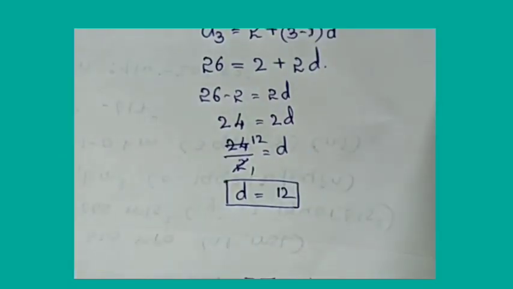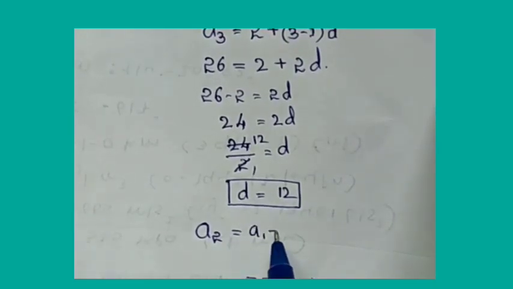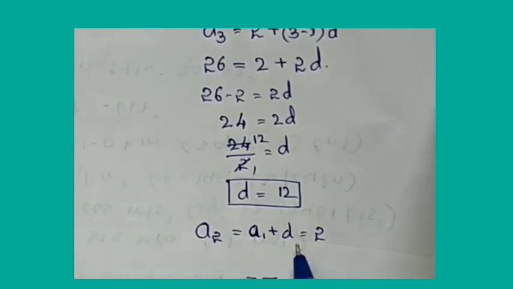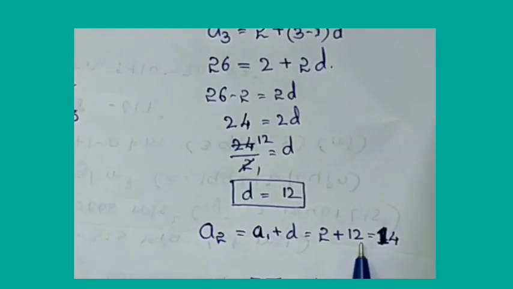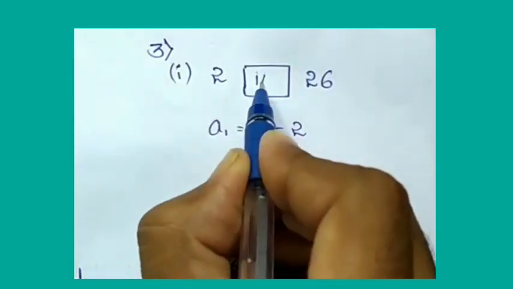Now what do we need? We need A2. A2 means what? A1 plus D. What is A1? That is 2. 2 plus D, and D is 12. Here 2 plus 12 will be 14. So our answer is 14. Write it here in the box, that is 14.